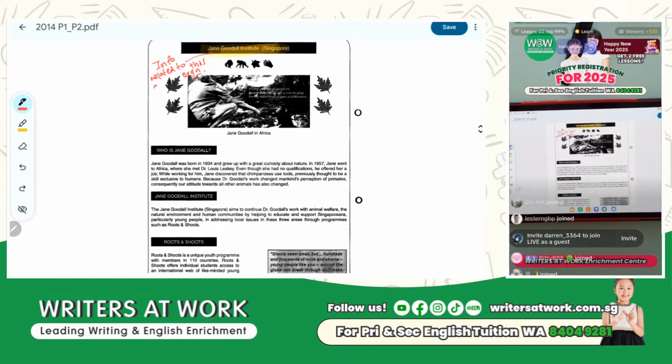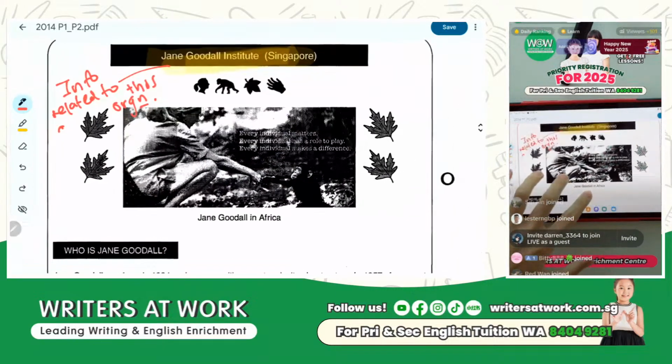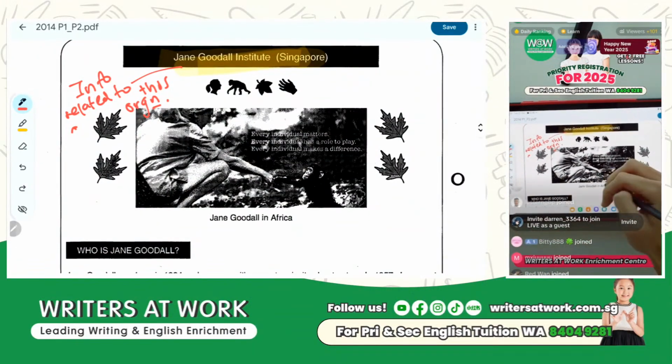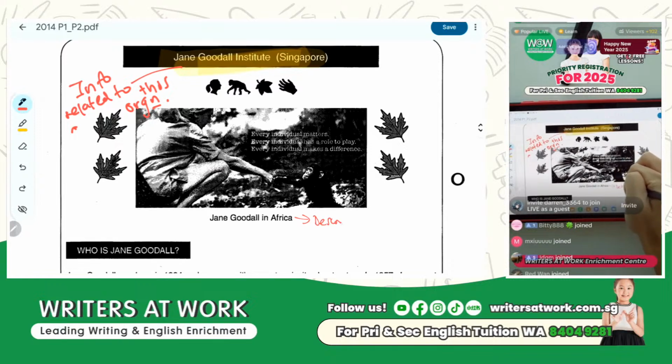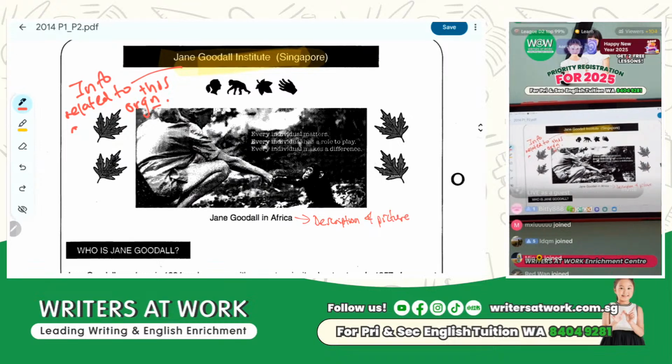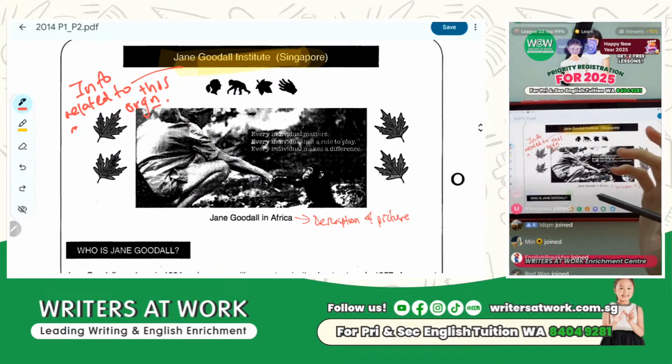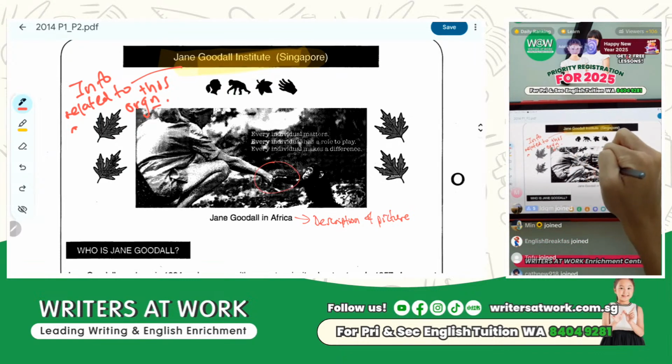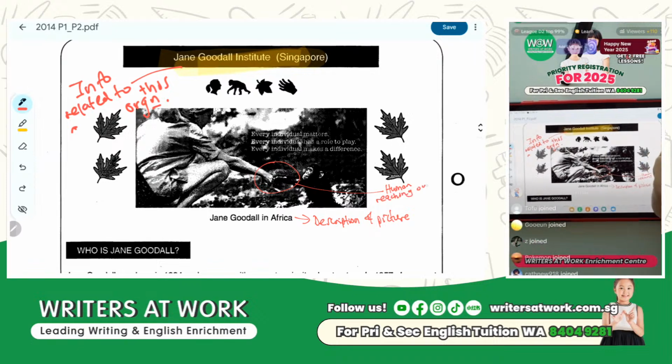Next we look at this picture, the caption, the description of the photo. The caption of the picture says Jane Goodale in Africa. So we are looking at this lady, and you can see here the human is reaching out to the animal. We will find out later in the subsequent parts that this animal is the chimpanzee.